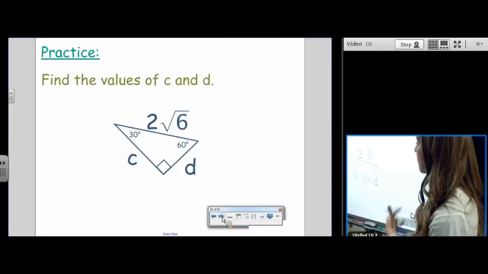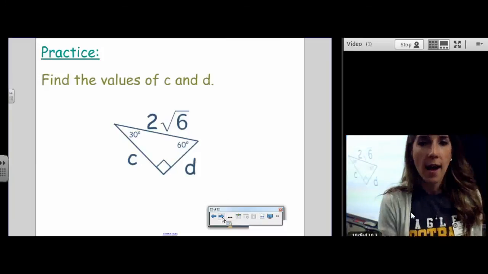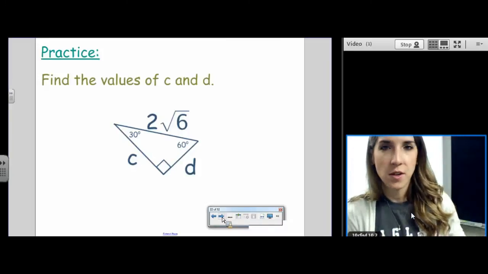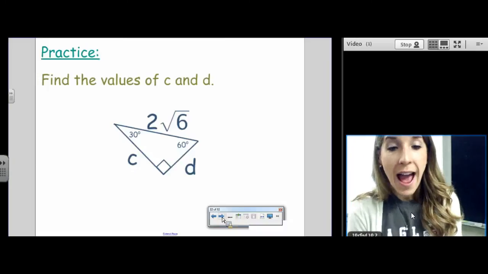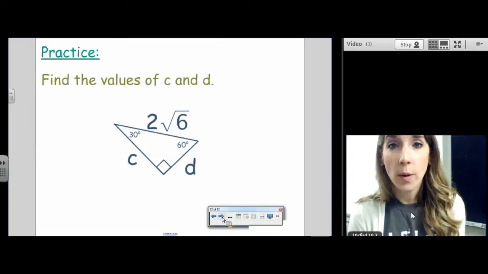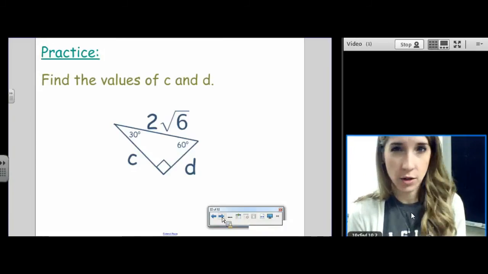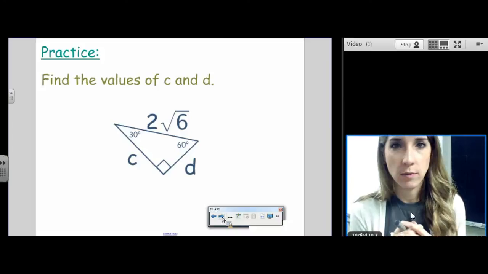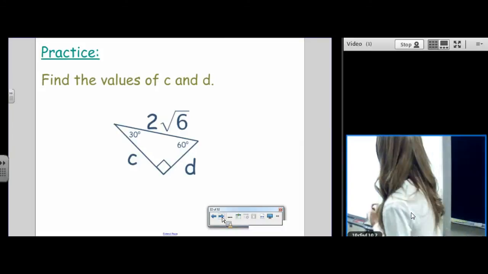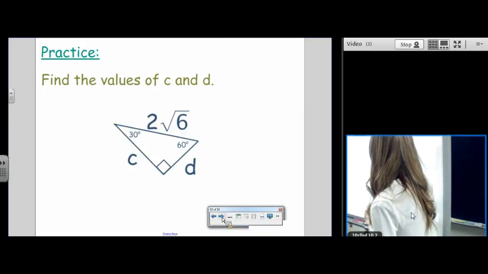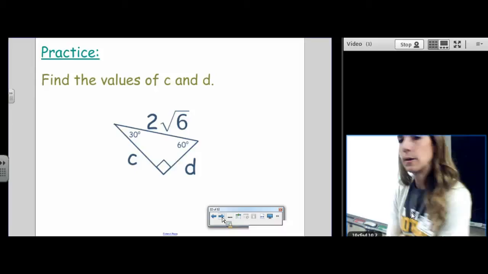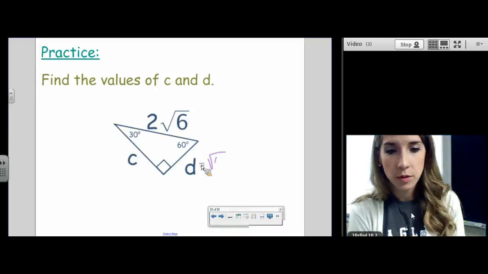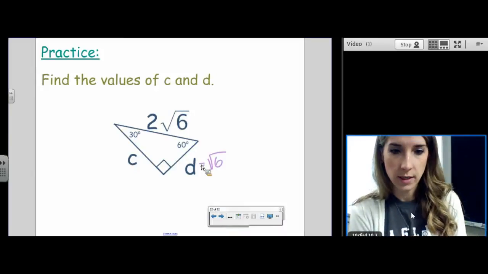Next one, I have my hypotenuse. I'm going to work this one on the picture because I know that not all of you are going to use the table. I have my hypotenuse. You always get your short leg first. So divide by 2. The short leg is half of the hypotenuse. So I know that D is square root 6. It's half. 2 root 6 divided by 2 is just root 6.